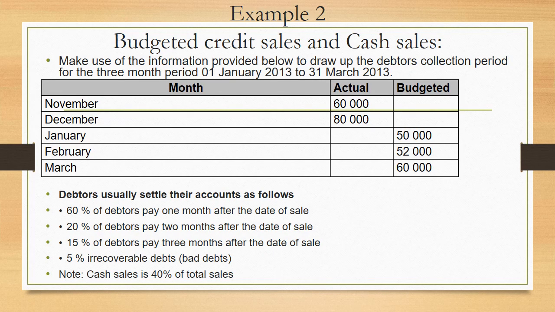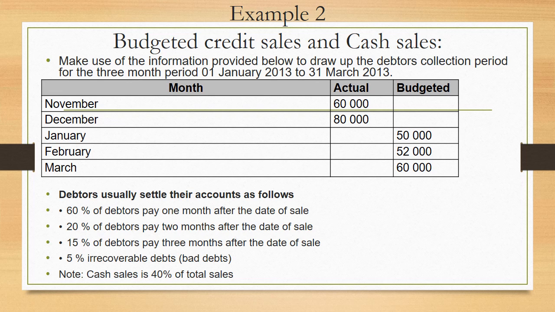Okay, let's look at this example. It's example number 2 and it's budgeted credit sales as well as cash sales. So in this example, the total sales that we are being given on the table include both cash sales and credit sales. As we know, when we calculate the debtors collection schedule, we are only focusing on credit sales. So, for us to get the credit sales, we must subtract the cash sales.